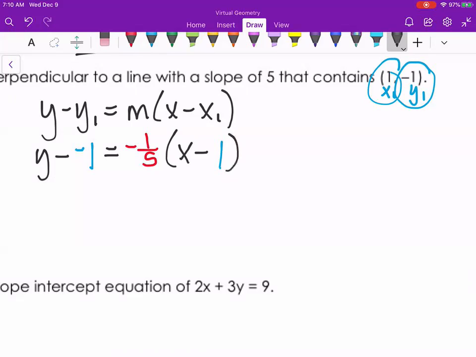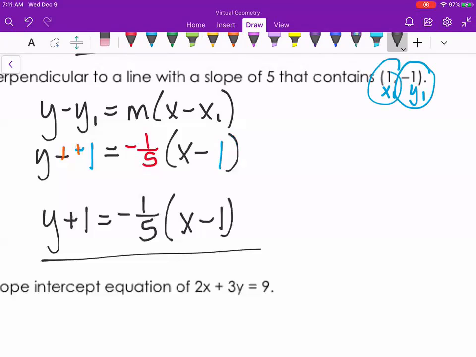So let's clean this up because we do have minus a negative. It just happens to be at the front this time. So y minus negative 1 is the same as y plus 1 equals, we still have the negative 1 over 5 and x minus 1 at the end. And there's my equation.